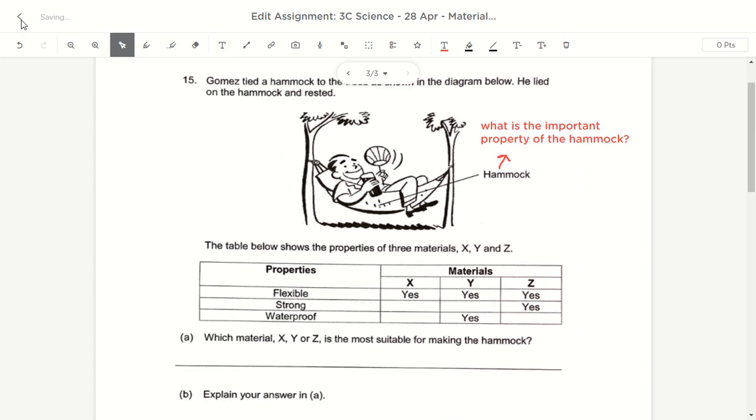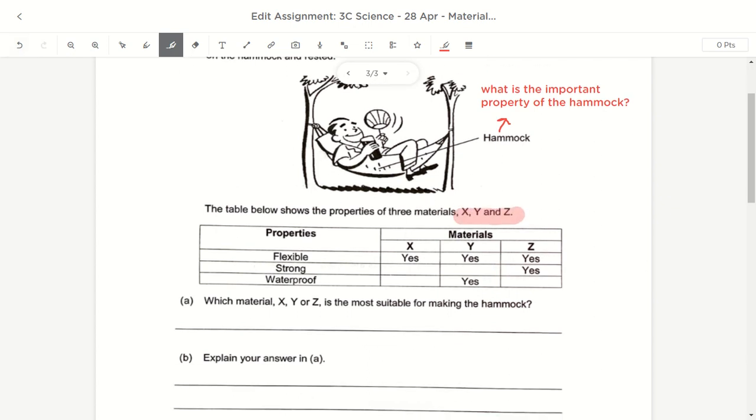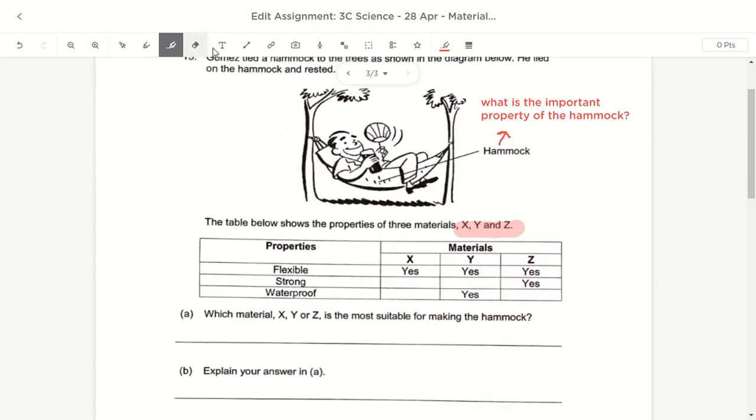So I have three different materials, X, Y, and Z. I have three materials here to test. So make sense of this table over here as well. Basically, know what are the properties of each material. Okay, so the most important thing here is to understand the properties of each material.